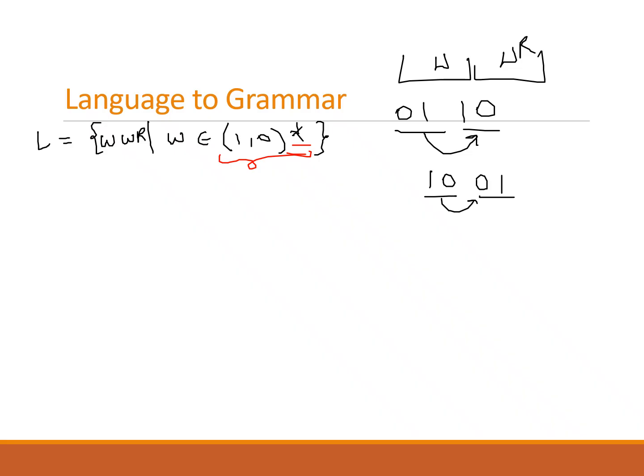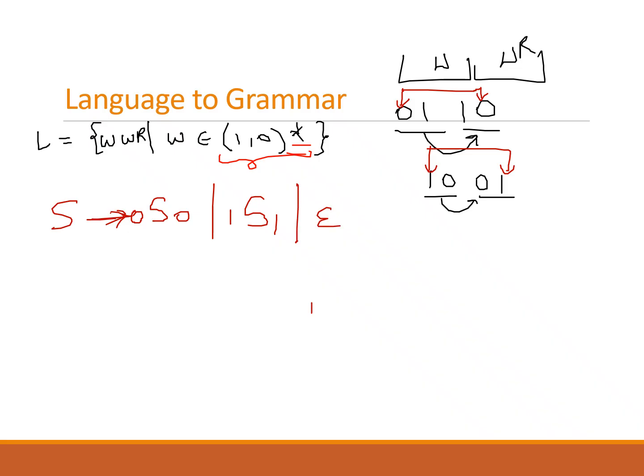So if you observe here, if I start with 0, I end with 0. If we start with 1, we end with 1. So this is how the reverse operation is done. So if I start with 0, I should end with 0. If I start with 1, I should end with 1. So this is the recursion that is created. And then I can accept epsilon. So this is adding epsilon here. So this will be the grammar production rule for W W^R language.